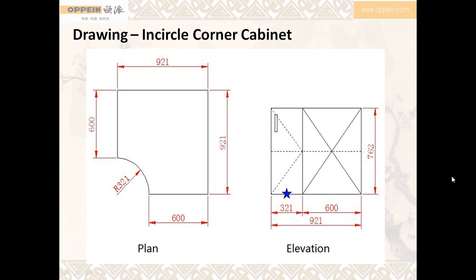The picture on the right side is the elevation of encircle corner cabinet. Here, you can see the height is 762 millimeters. And the other numbers in the elevation, 321, 600, 921, are the same as in the plan.